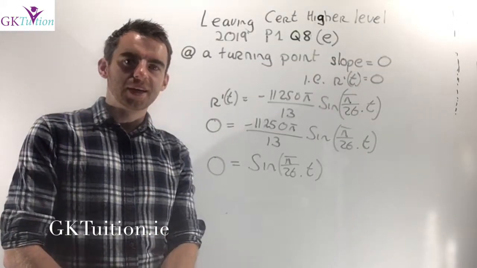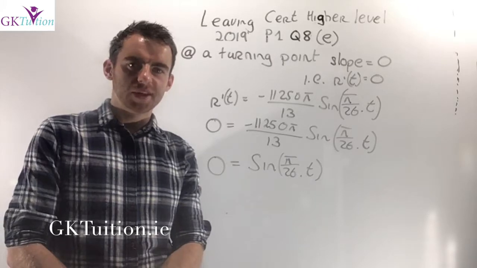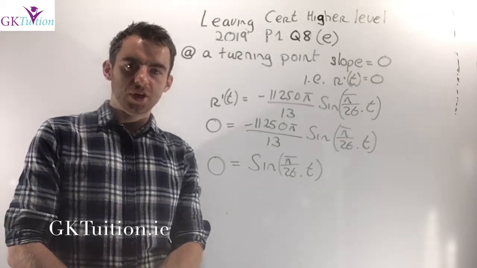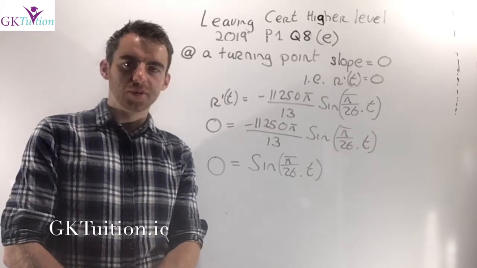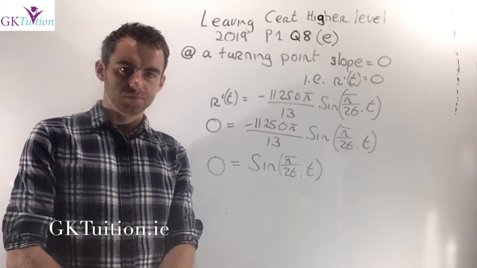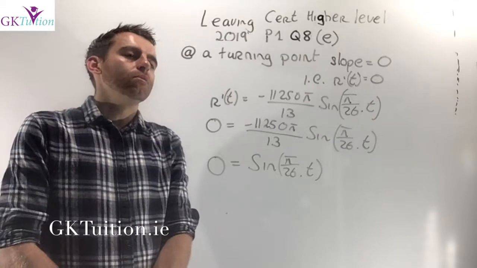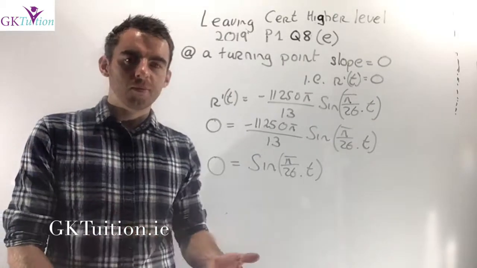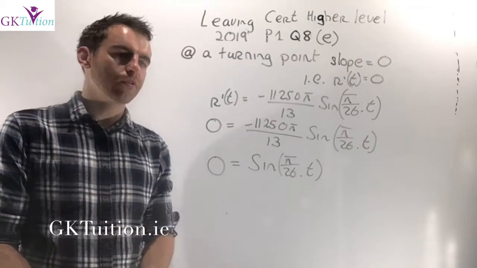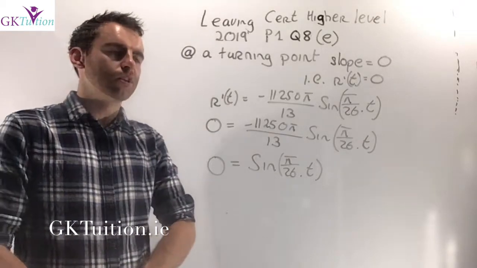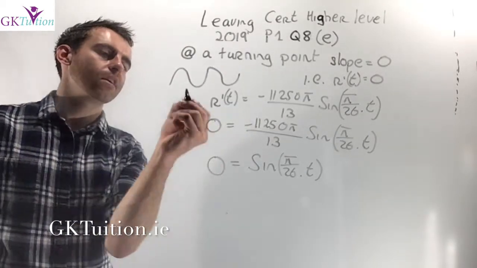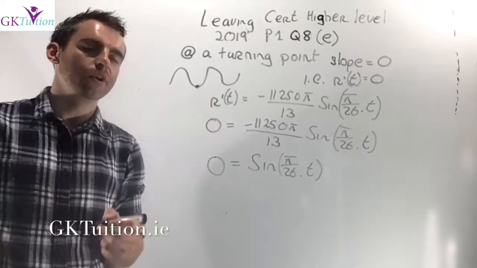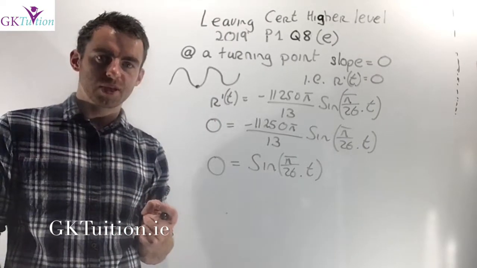In part E, it asks me to find a value for t within the first 52 weeks when the revenue is at a minimum, and to use the second derivative in order to verify your answer. So first of all, you need to realize that if we're looking for a minimum, that means we're looking for the turning point of the graph. Remember, we talked about the shape of the graph in the last one. The shape of the graph is something like that. And I'm looking for the minimum point within the first 52 weeks.